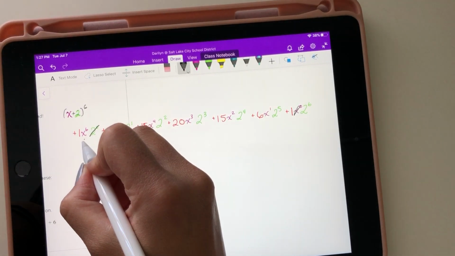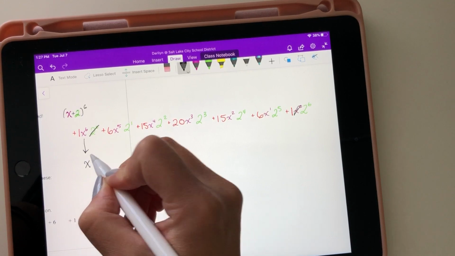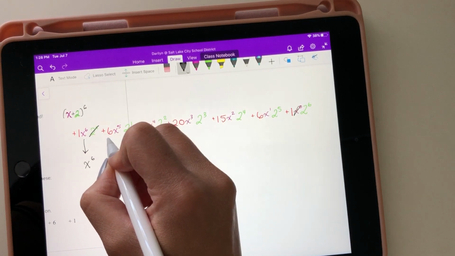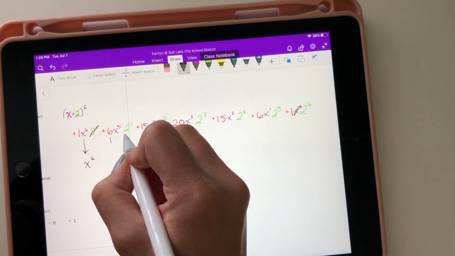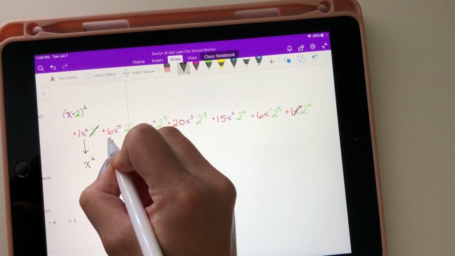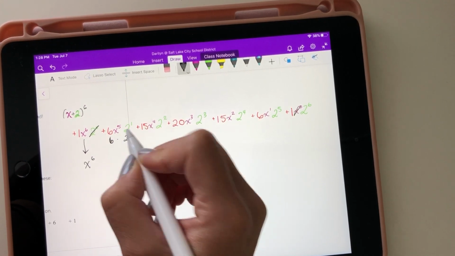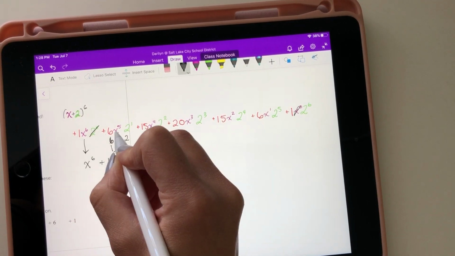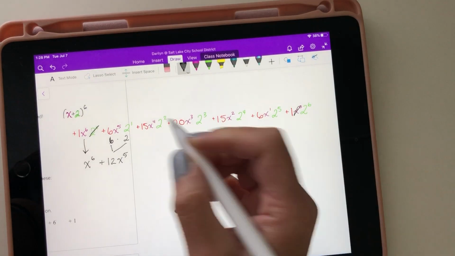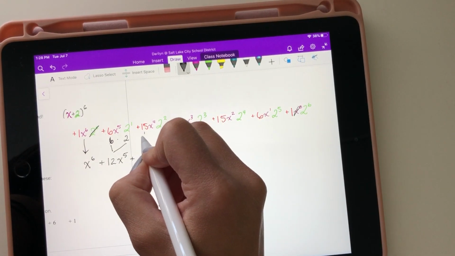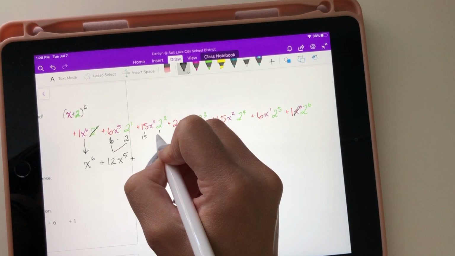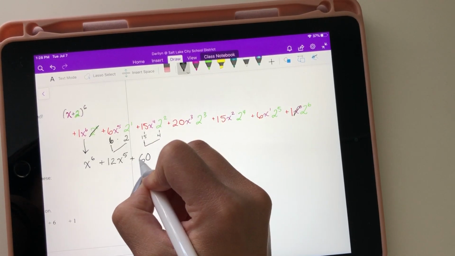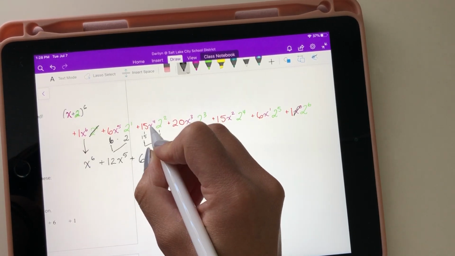So first let's look at this one. This is simply x to the 6th, right? Then I have a 6 here, an x to the 5th, and a 2 to the 1st power. Isn't that just 2? So I have a 6 here and a 2. Let's multiply those together. 6 times 2 is 12, x to the 5th, plus I have a 15 here, and I have 2 squared here, which is 4. So I have to do 15 times 4, which is 60, x to the 4th.